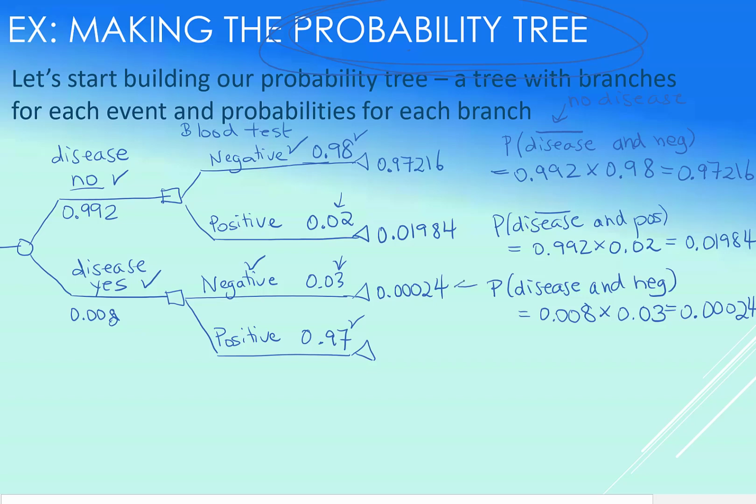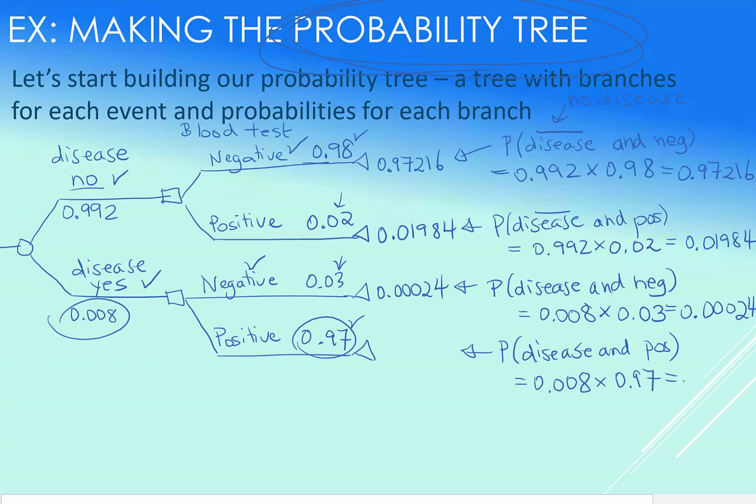So that's this one right here. Okay, and finally the last one here. Probability of having the disease and testing positive is going to be the 0.008 yet again. Sorry, I'll just clean that up a little bit here. Times the 0.97, and that gives 0.00776, which goes right here. Good. Okay, so we're well on our way to figuring out our probabilities.